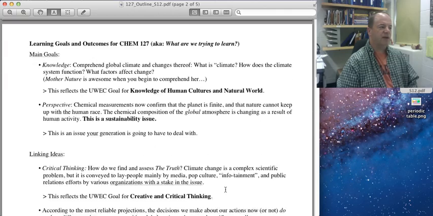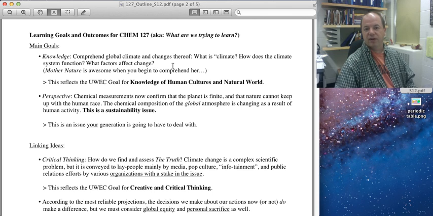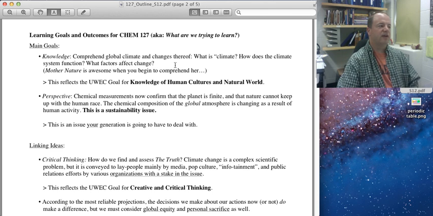What are we doing in this course? In business, we would say, what are we trying to do? We would state them as goals and outcomes, goals being more general, outcomes being specific. Really what we're trying to do here is understand global climate change. What is climate? How does the system function? What factors affect change? So there's an understanding of the Earth and how the Earth works. That's a knowledge piece. Our first UWEC learning goal is that you know stuff, and at the end of this course you will know stuff about chemistry and how the climate system works.